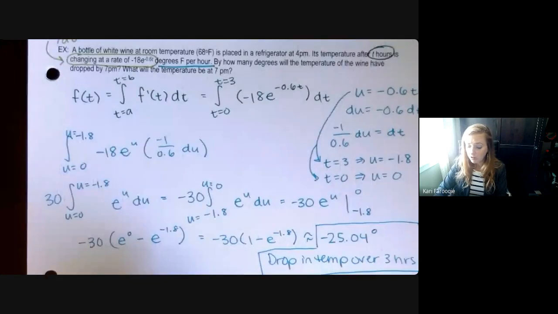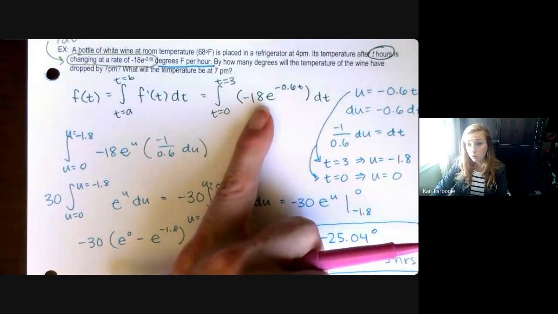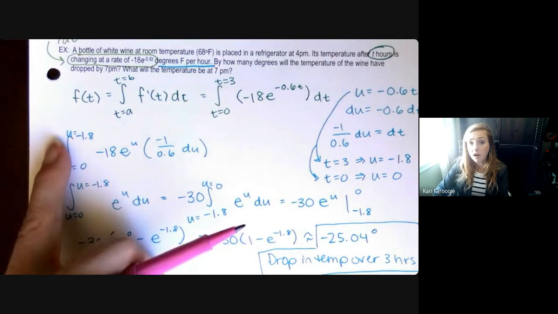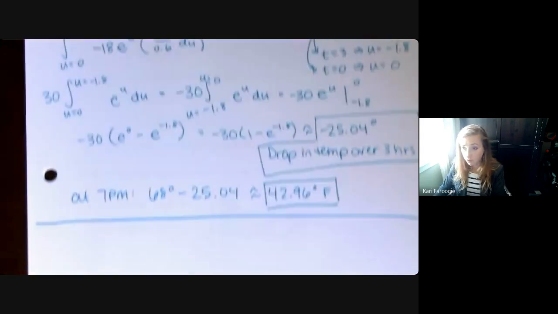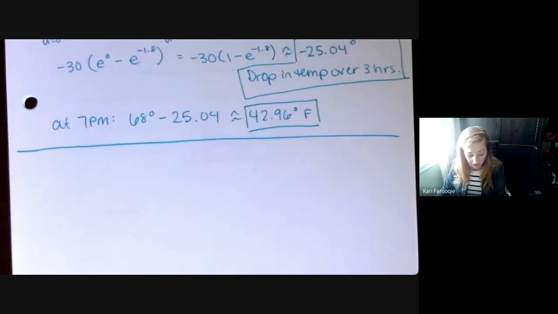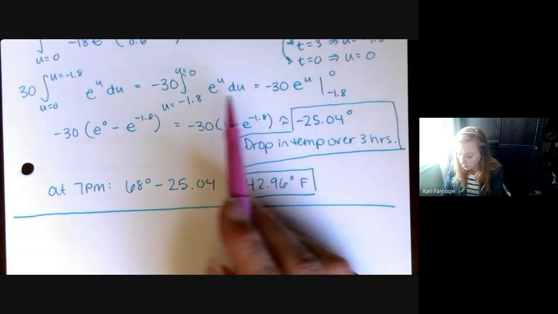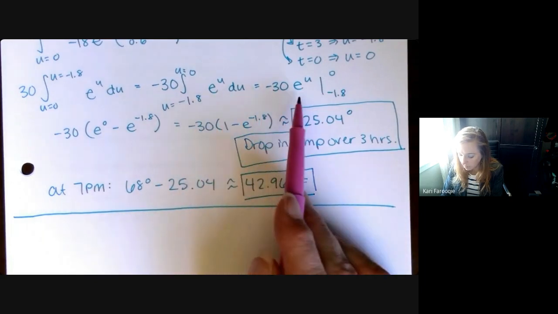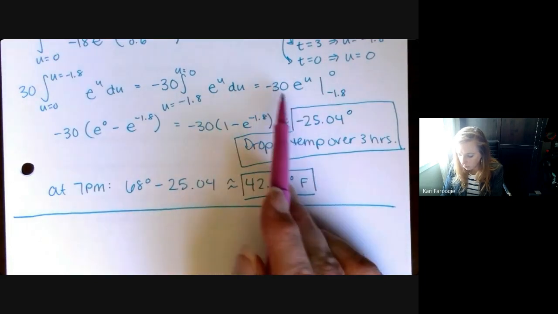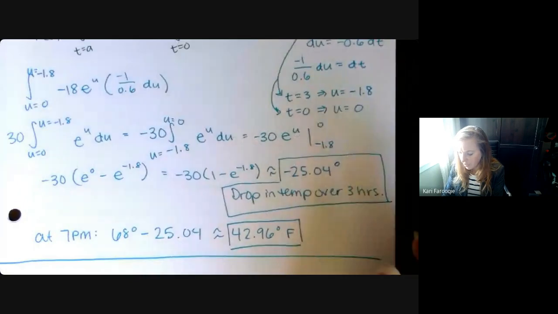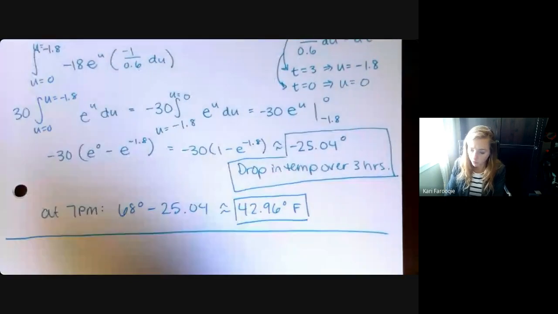Well, we knew we had a derivative that we were given in the original problem. So let's say we did not turn this into a definite integral. And let's say that we instead just said, okay, well, it must be the case. Let's see, we integrated this and we got negative 30 e to the negative 0.6 t. That would have been our function.